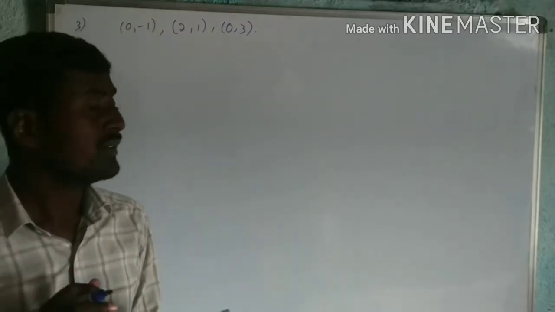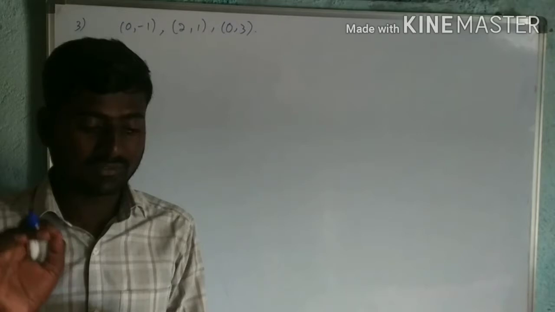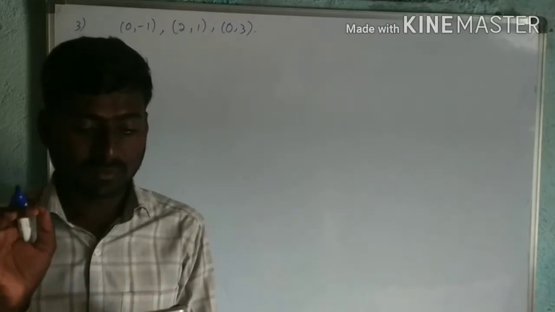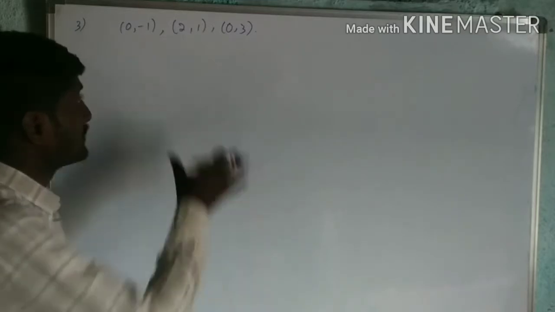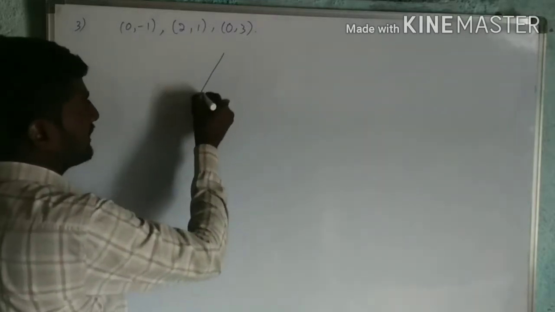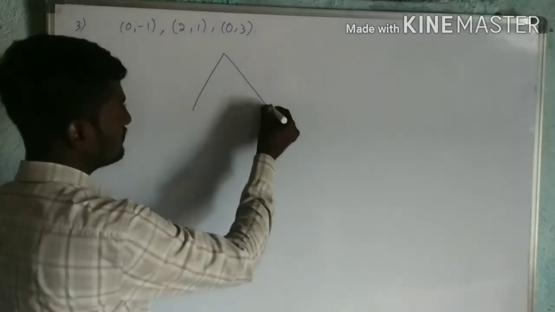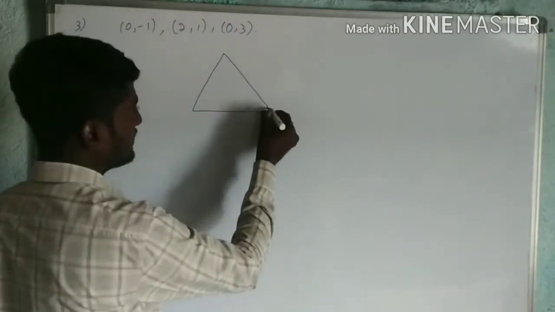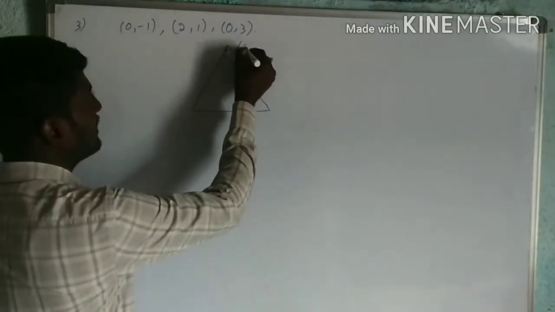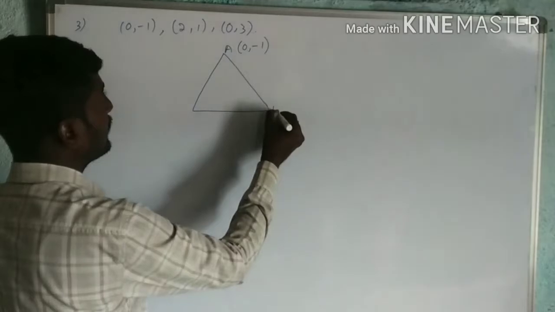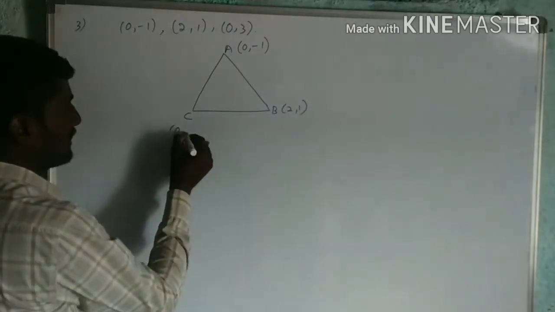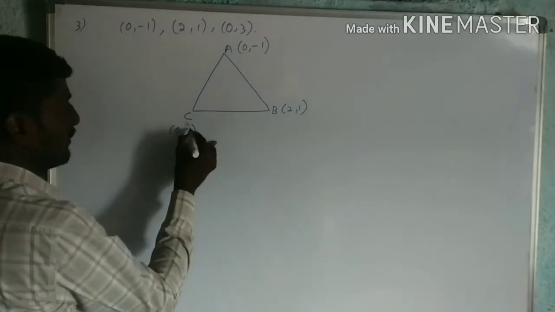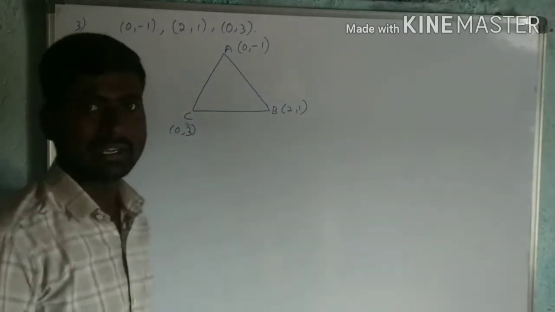So here, find the area of the triangle formed by joining the midpoints of the sides of the triangle. So these are the three vertices of one triangle. Let us take them as ABC. I will take this as A (0, -1), B (2, 1) and this as C (0, 3). This is the given triangle.